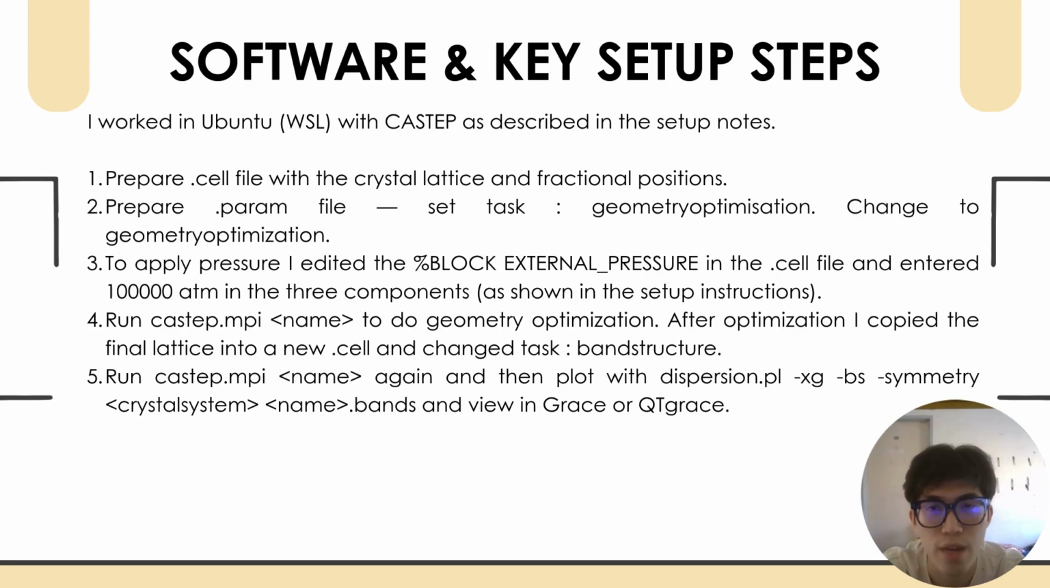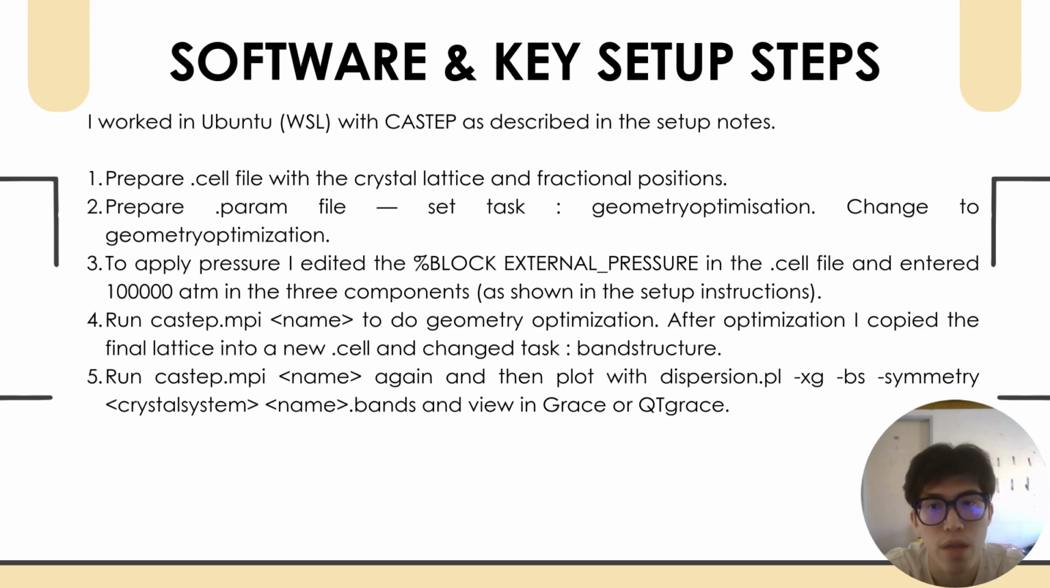Here are the software and key setup steps that I did for this assignment. I work in Ubuntu with CASTEP as described in the setup notes. There are a few key steps that I followed. Firstly, I prepare a cell file with the crystal lattice and fractional positions. The crystal compound that I use is SmGO3, so I name the cell file as smgo3.cell file. Secondly, I prepare a param file and set the task to geometry optimization. I change the letter S to letter Z. Then I name the param file with the crystal compound that I use, which is smgo3.param file.